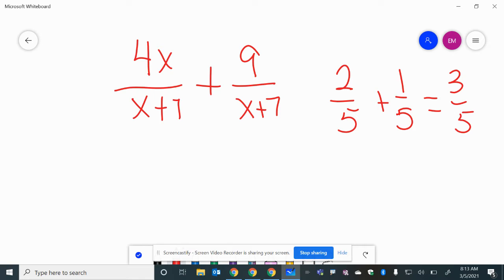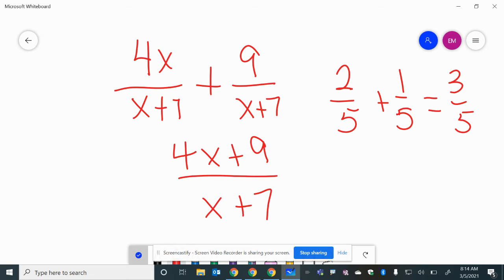So in this example of 4x plus 9, both of them divided by x plus 7, you simply add the numerators and you are finished. There are no common factors in the numerator and the denominator to divide out, so that is my final answer.